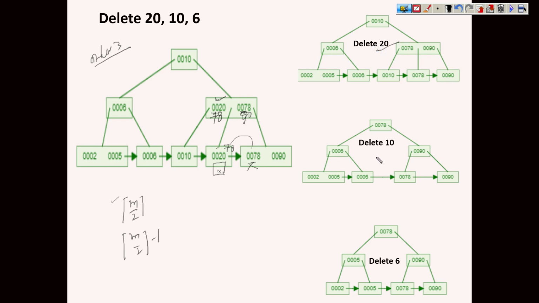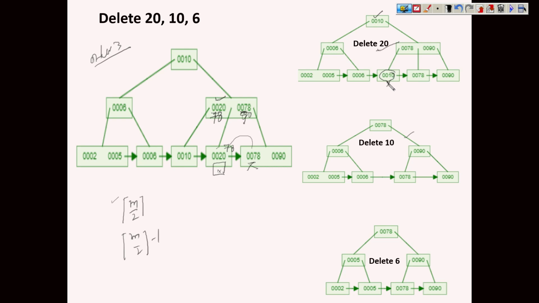Now delete 10. So we are actually here. When we delete 10, we will get this structure. So this is our tree after deleting the 20. So when you delete 10, you can see that 10 is this particular record existing here. So now this is to be deleted, and also we need to update this particular key, because this represents this record.